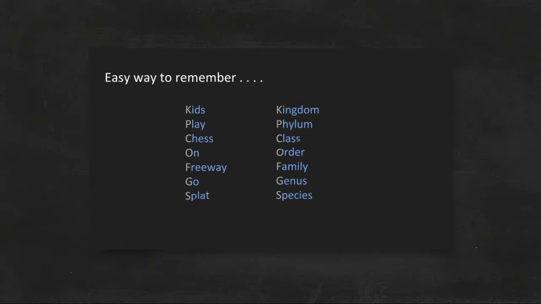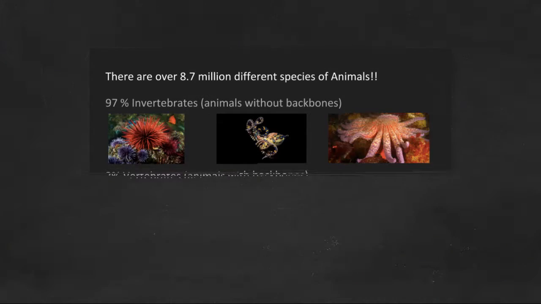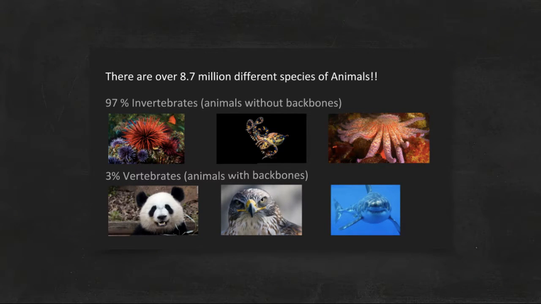It may be helpful to write down, but an easy mnemonic sentence to help you remember is kids playing chess on freeway go splat. But first, how many species do you think there are in the world? Why do you think it would be important to categorize animals and organisms into different classes, orders, and families? There are over 8.7 million different species of animals.